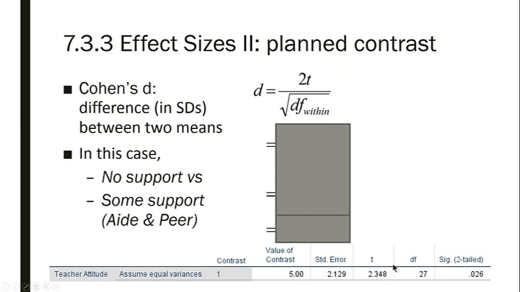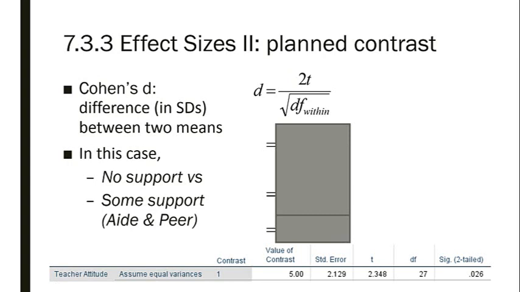So the planned contrast table reported a t-score and a degrees of freedom. So we can just take those numbers and plug them into this equation up here. By the way, I did some testing on this because I hadn't seen this specific way of expressing Cohen's d before, but I checked it out and it does check out.